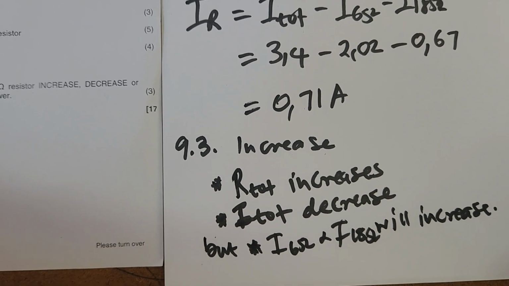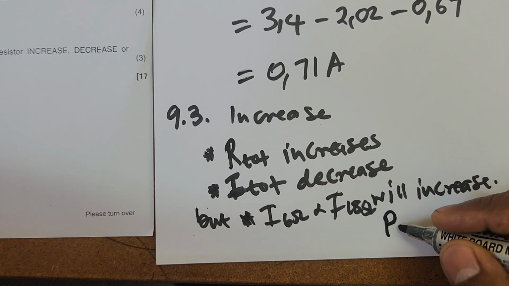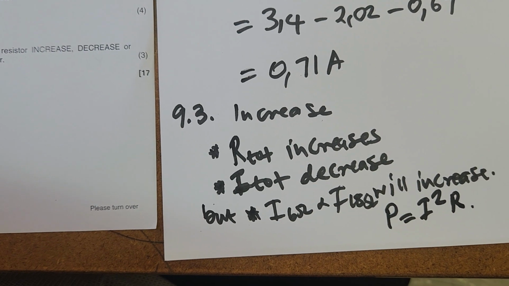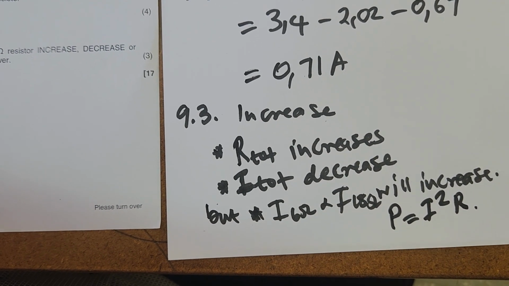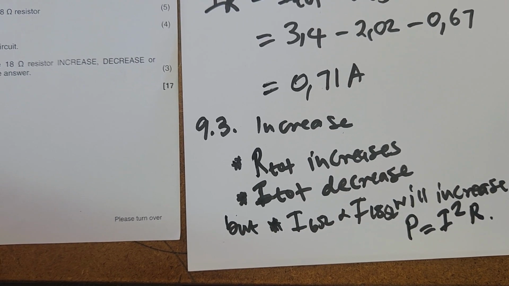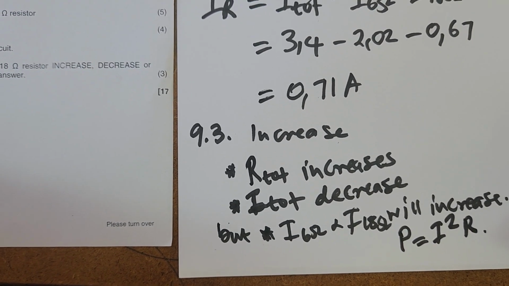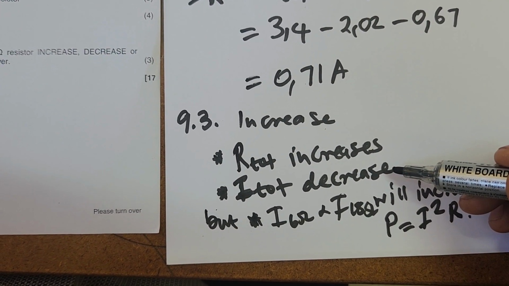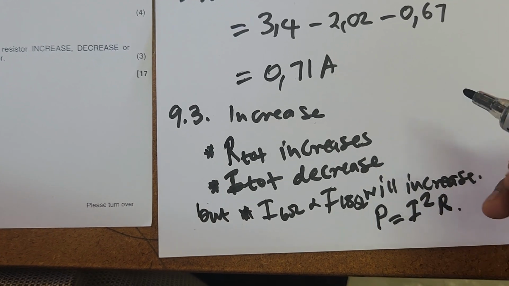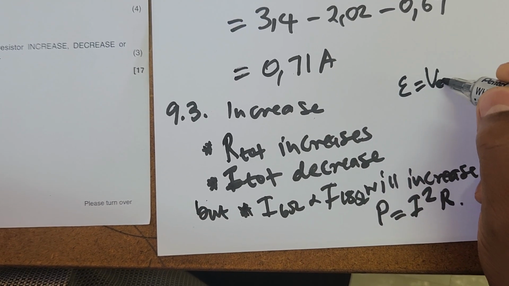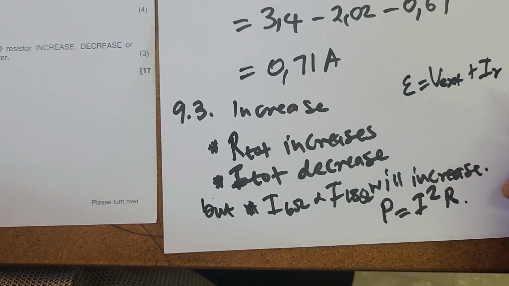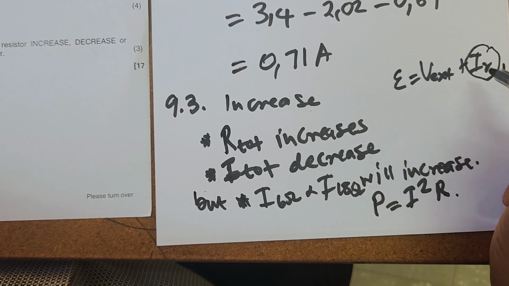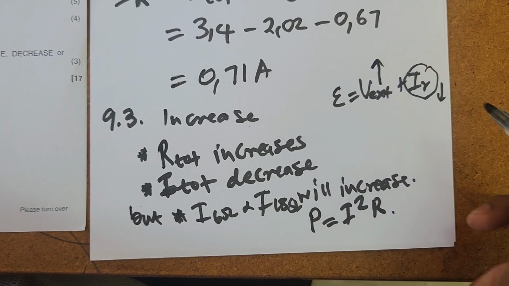If this happens, then it means that the power dissipated there, if you are using the formula P equals I squared R, will increase. Or someone can use P equals V squared over R. In that case, I will say if the total resistance of the circuit increases, the total current in the circuit will decrease. That will lead to this one: if you are using the formula V external plus IR, therefore if the total current in the circuit decreases, then the V external will increase.